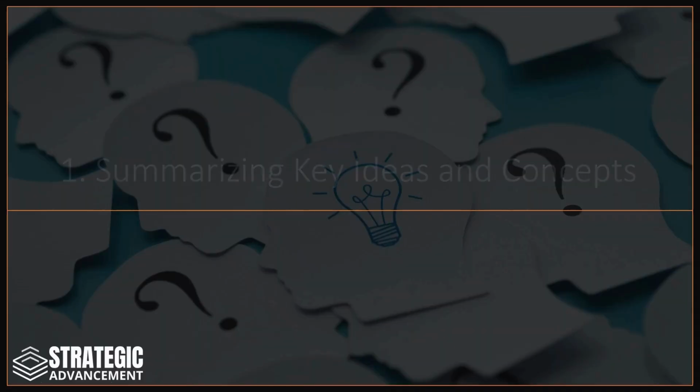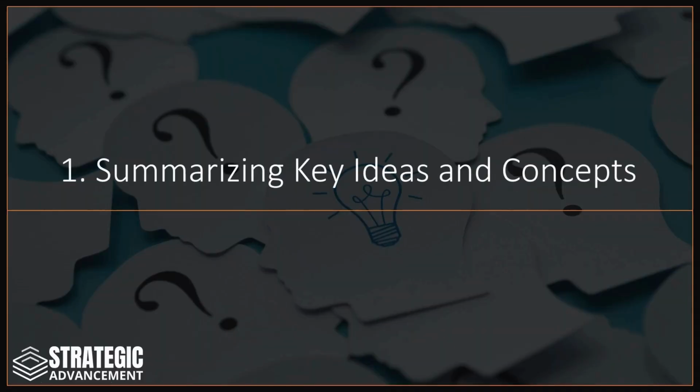Let's start with one of the simplest and most powerful ways students can use AI. Summarizing key ideas and concepts. Whether they're reading a passage, reviewing class notes, or trying to understand a big idea, AI can help break information down into clear, manageable parts. The goal isn't to replace reading or thinking, it's to give students a starting point so they can focus on what matters most. Here are 3 quick examples of how students might use AI to summarize in a safe, structured way.